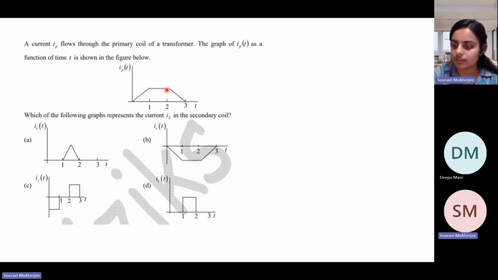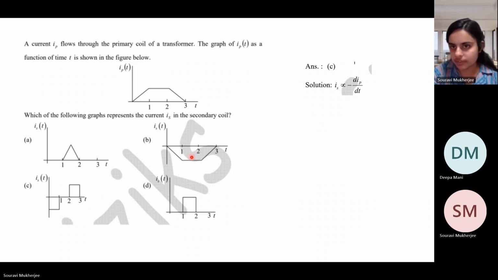Can you now try to tell the answer? Correct, right? So this is the answer. C is the answer. Why? Because this is some constant slope, this is some constant slope, and here it's zero, right? So this is the answer. Okay, so IS is proportional to minus of del IP del T.